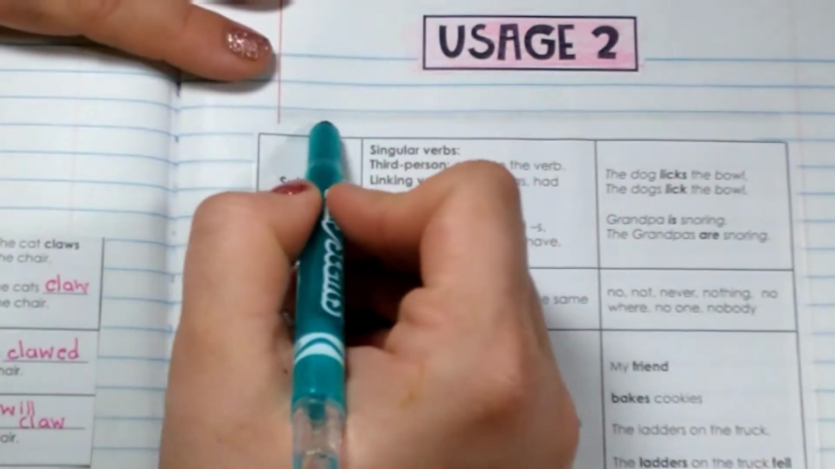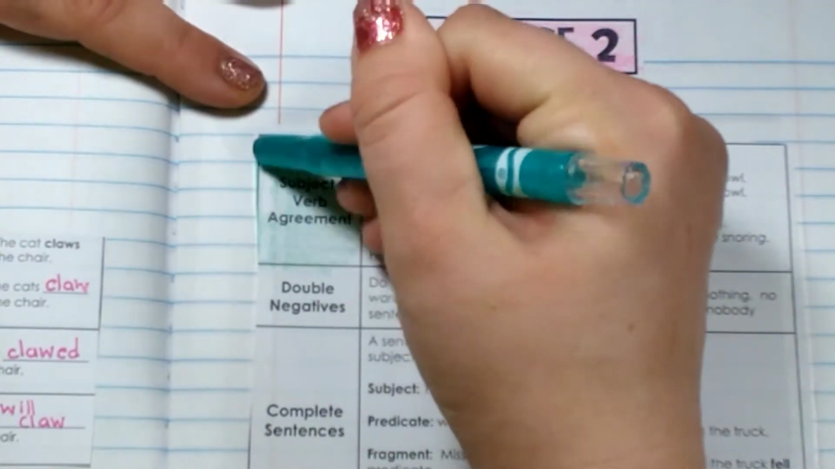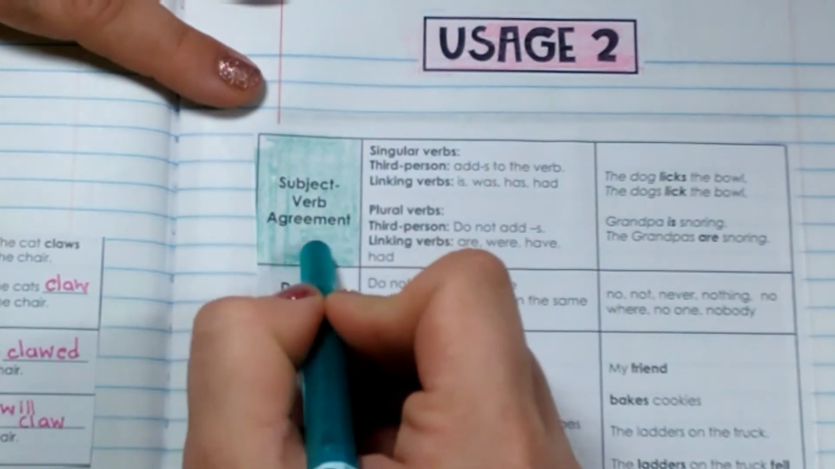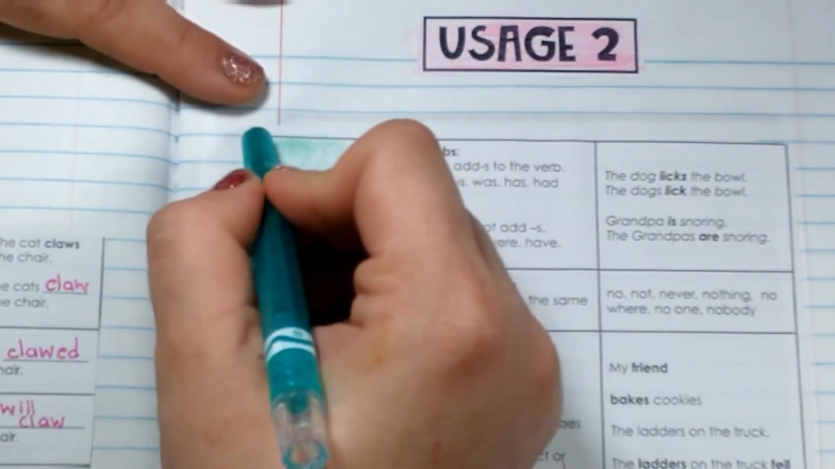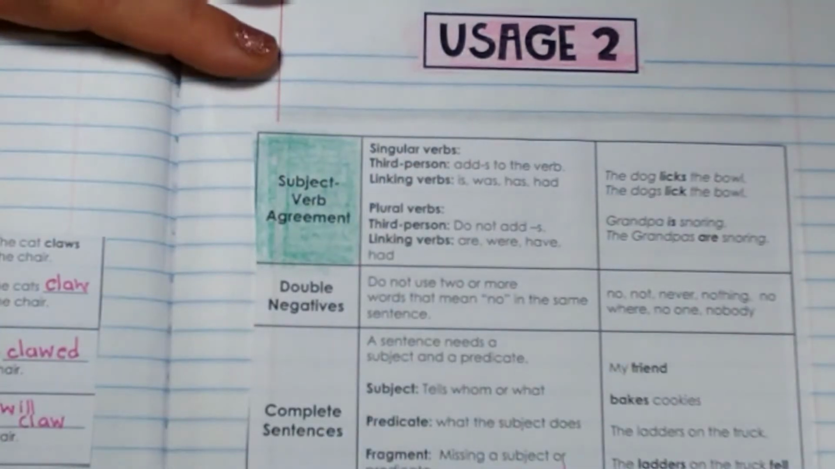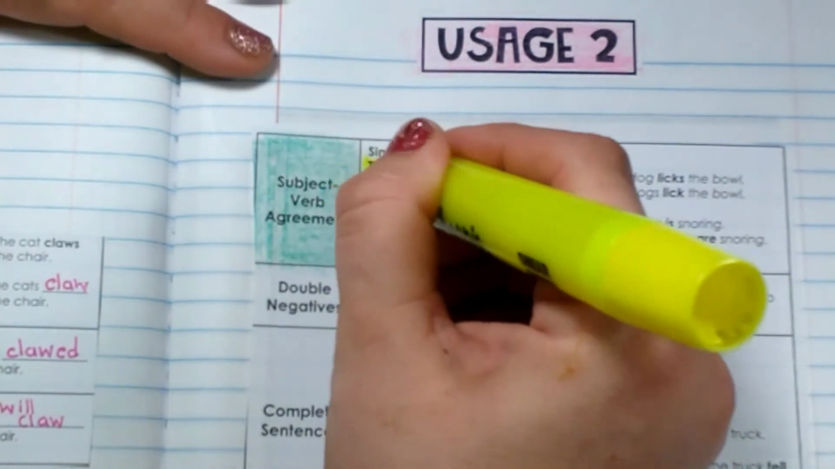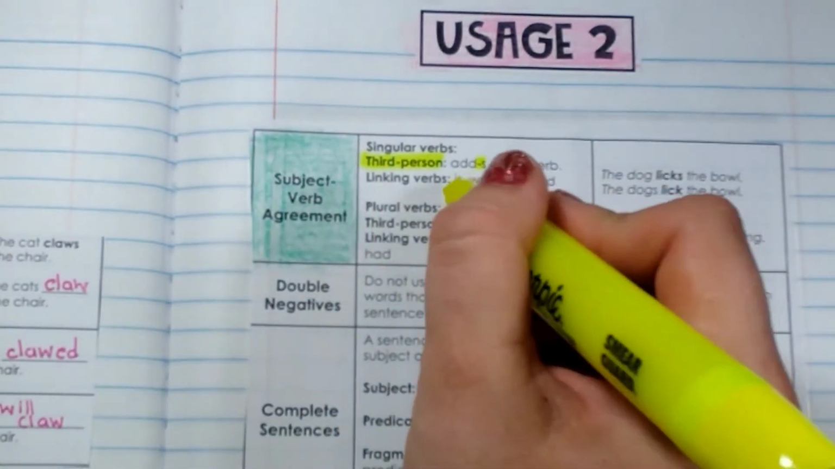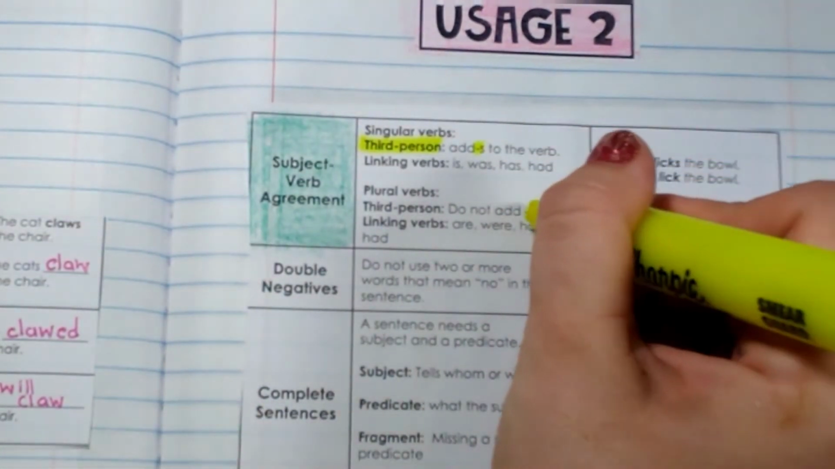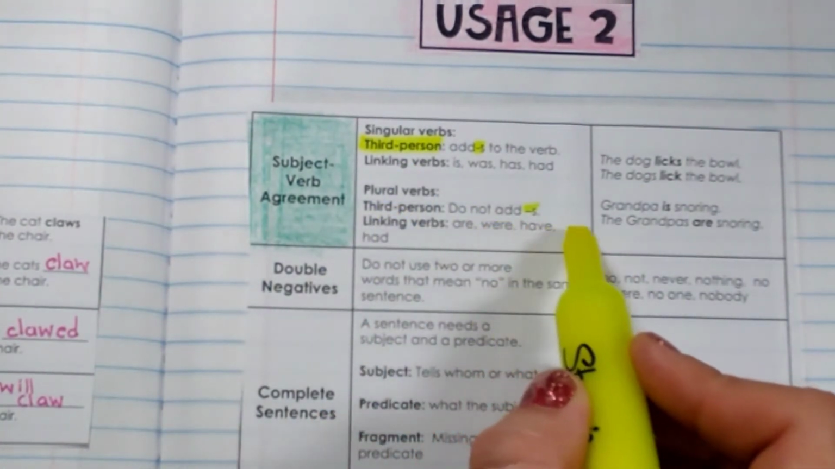Okay, so subject-verb agreement means that whatever you're talking about, your subject, your verb agrees with it. So you don't say, he runs, I runs, things like that. You say, I run, he runs, they run. So it matches. Singular verbs, we add S to third person. Linking verbs, we have is, was, had, and have. Plural verbs, we do not add S. Okay, and your linking verbs for plural are, were, have, and had.